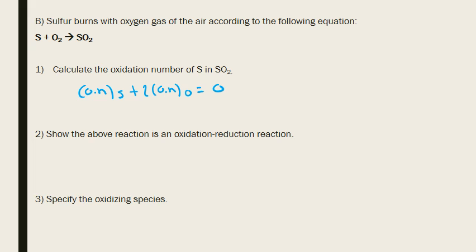Now we want the oxidation number of S, so the oxidation number of S equals -2 times the oxidation number of oxygen. We know that the oxidation number of oxygen is -2. This you should know. So -2 times -2 is +4. So the oxidation number of sulfur is +4.